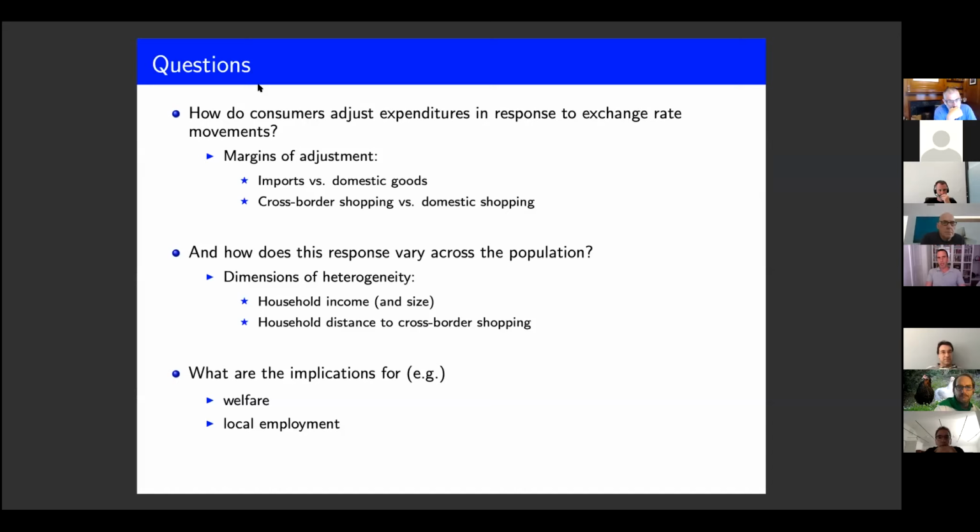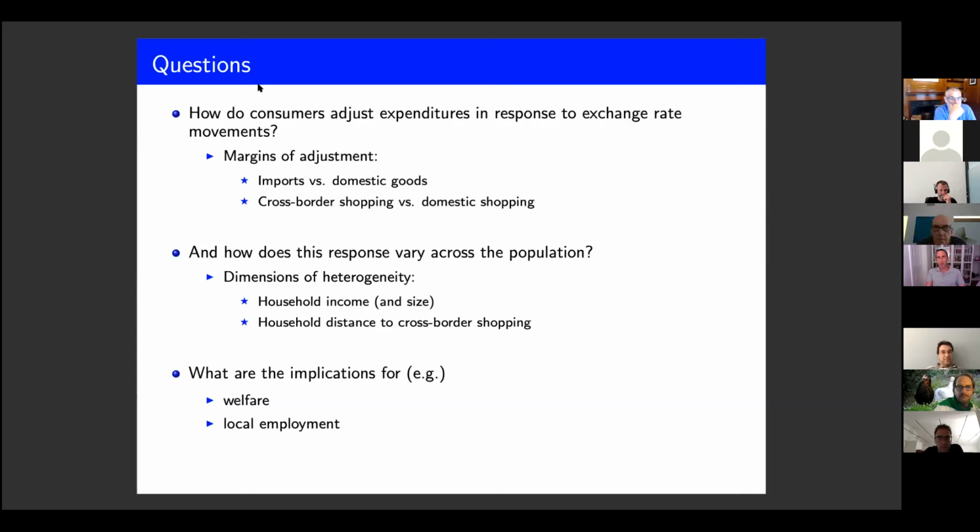So that's what we want to think about in this work, and we're going to have data on consumer expenditure. All that I'm going to talk about is consumption expenditure switching, not firms and their use of intermediate inputs. We want to think about what the margins of adjustment are in response to an exchange rate movement, and we're going to be looking both at imports versus domestic goods, and at a margin that is very relevant in a small open economy like Switzerland, which is cross-border shopping versus domestic shopping. This is also relevant for a lot of small economies, or if you think about the border in Canada when the border was open, those are relevant margins.